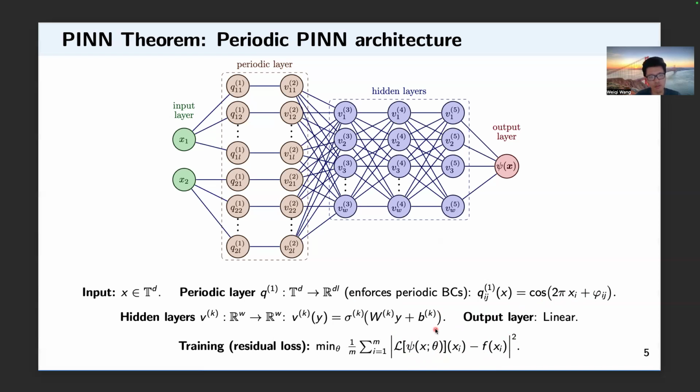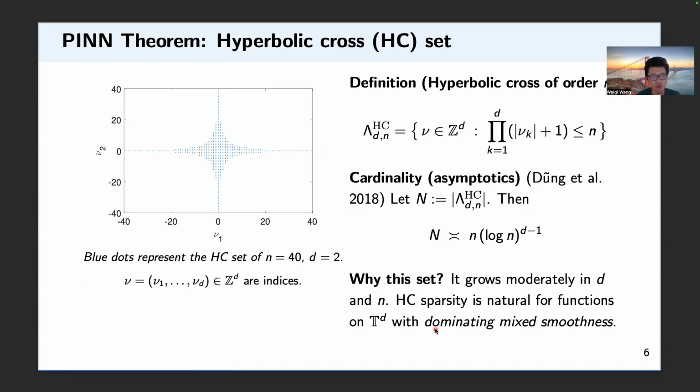Before the theorem, there's one more ingredient we need, which is the hyperbolic cross. On the left, I'm showing a hyperbolic cross set in 2 dimensions. And here on the right is the definition of the hyperbolic cross set.